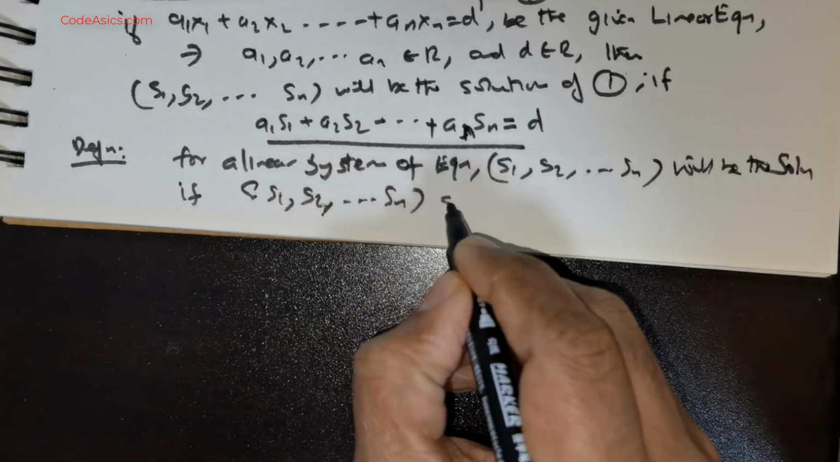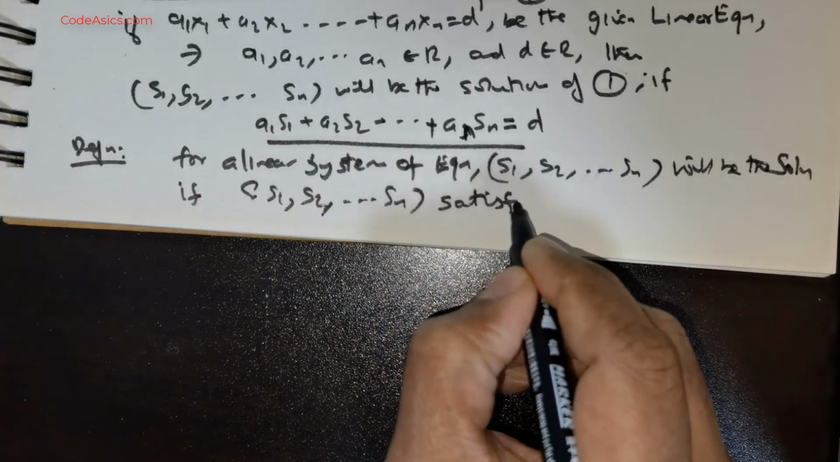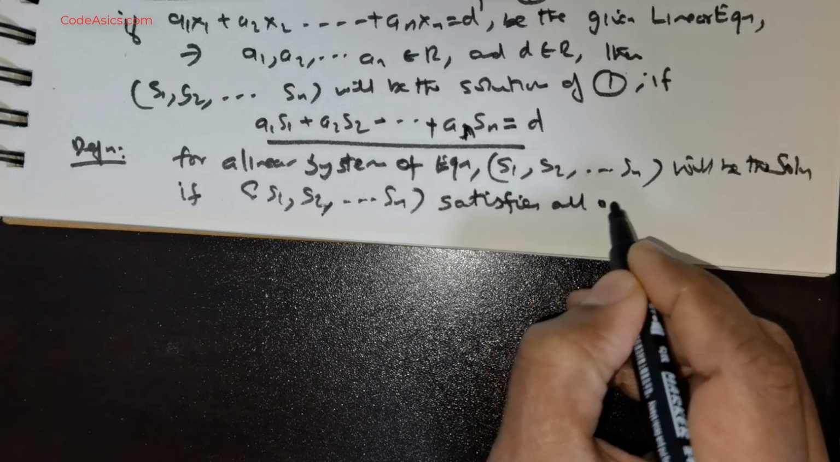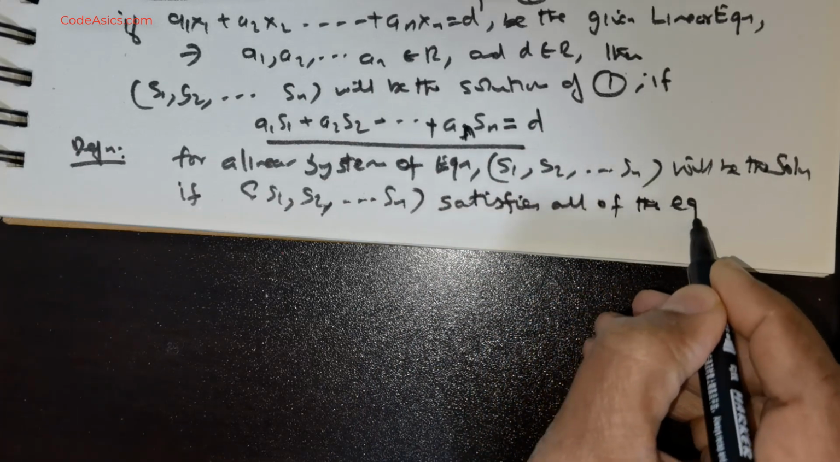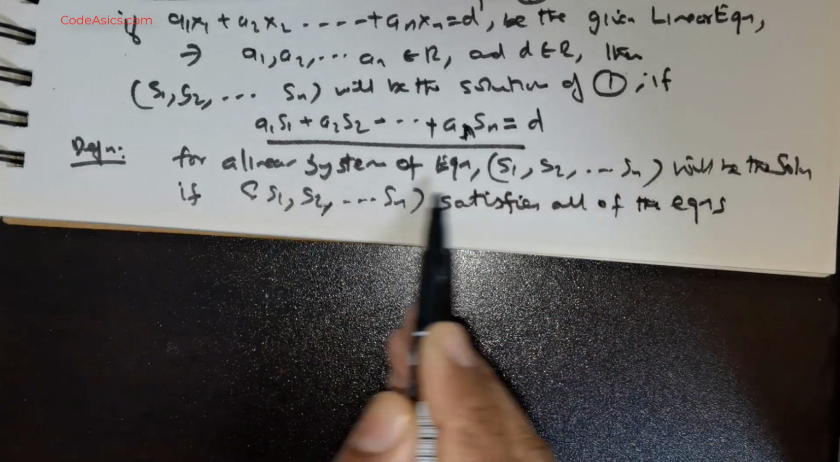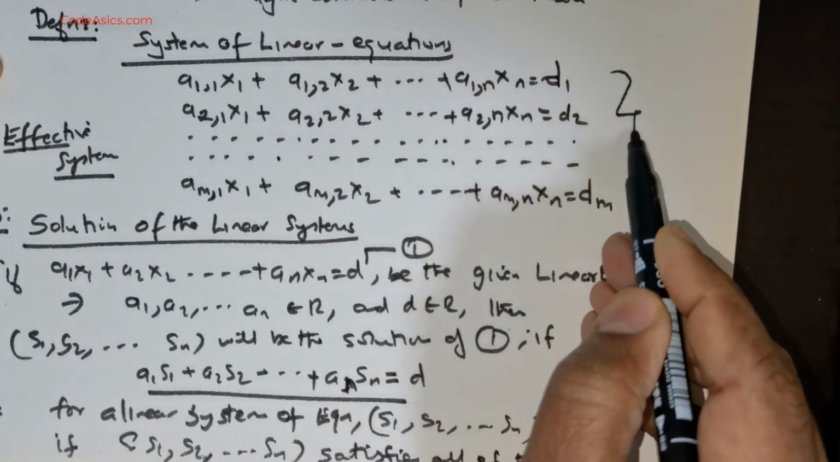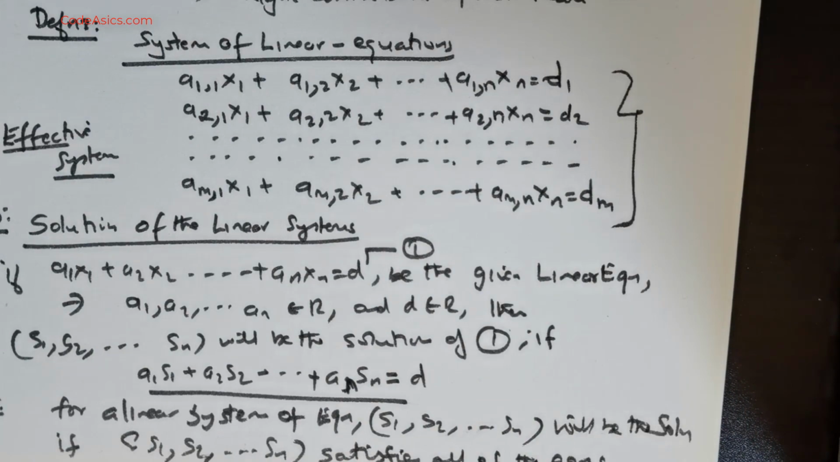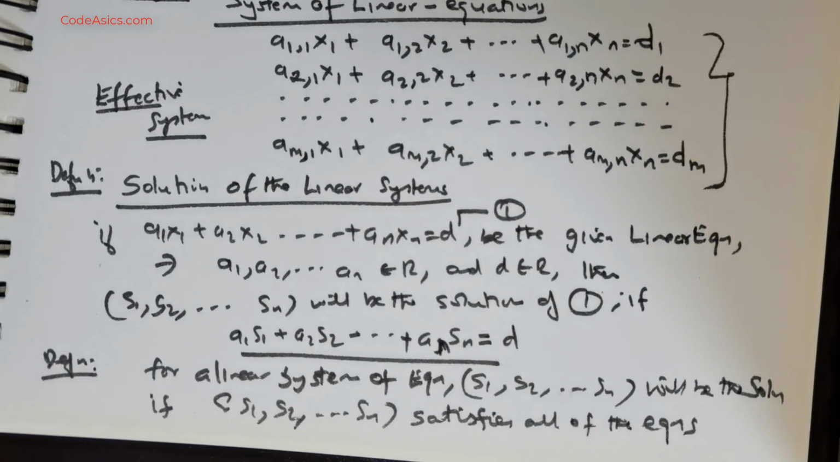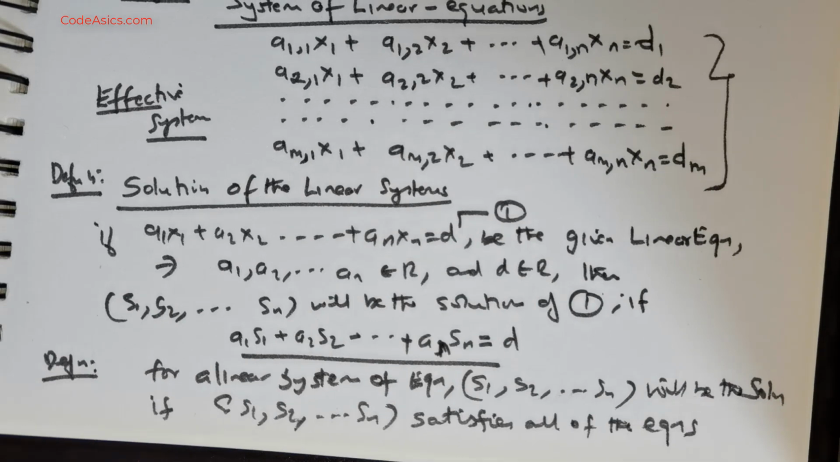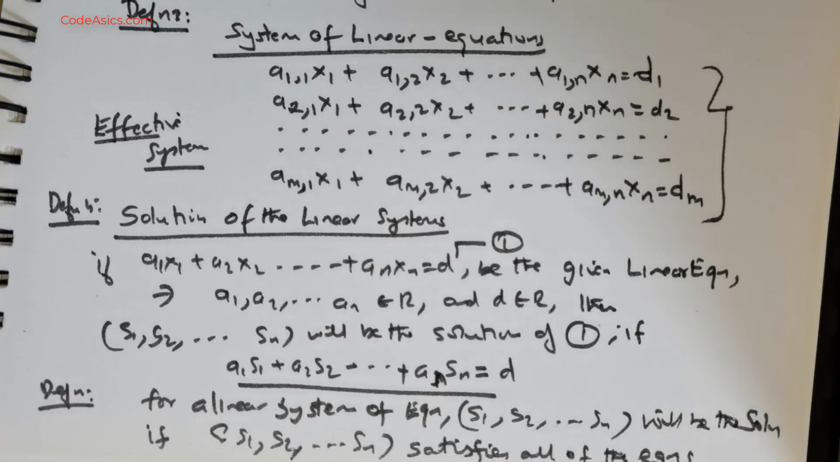If this is the most important thing, if S1, S2, etc. Sn satisfies all of the equations. Okay, S1, S2, S3, etc. Sn should satisfy all of these equations. Okay, so this is the introductory class for linear algebra.